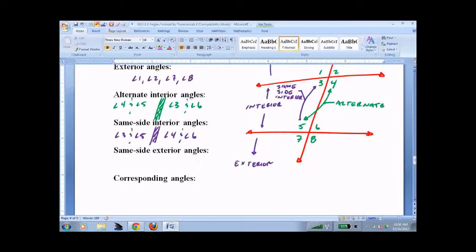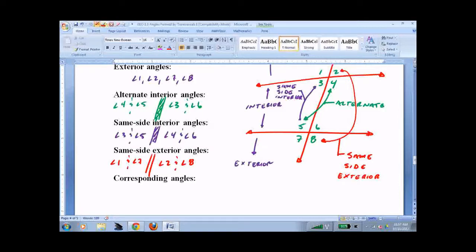Same side exterior angles would be angle 1 and angle 7. Or angle 2 and angle 8. Again, just got to memorize them. There's no special way to keep them straight. Interior, between the lines; exterior, or outside the lines. Same side, or on the same side of the transversal; alternate, or on opposite sides.